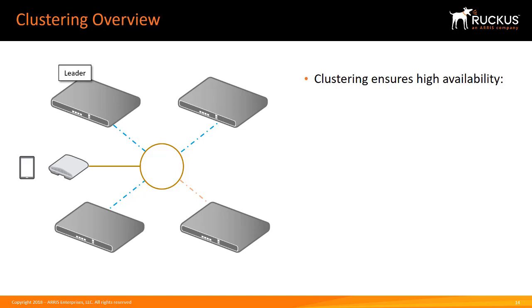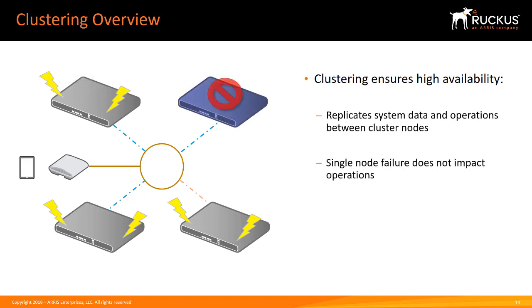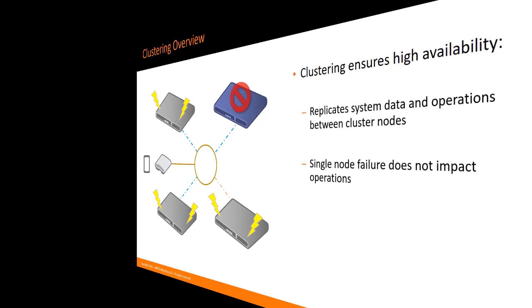Controllers replicate system data and operations between the cluster nodes. And because the data exists on multiple controllers, a single node failure doesn't impact operations. Within a cluster there's always a designated leader. The leader's function is to manage replication backup functions, and a detailed look at this is beyond the scope of this course. However, you should understand how to identify the leader as it relates to cluster redundancy, and we'll show you how to identify the leader later in this module.